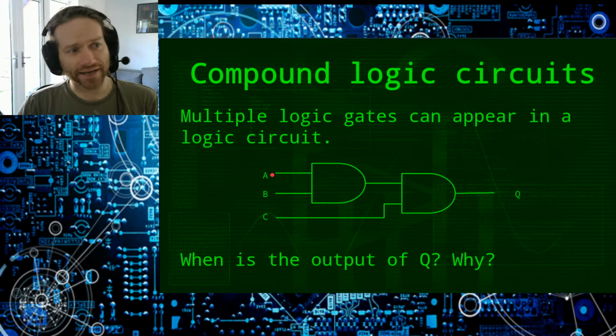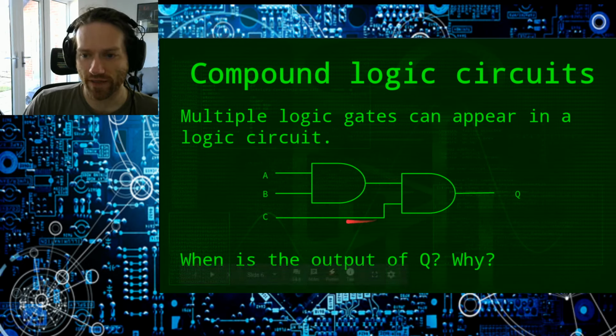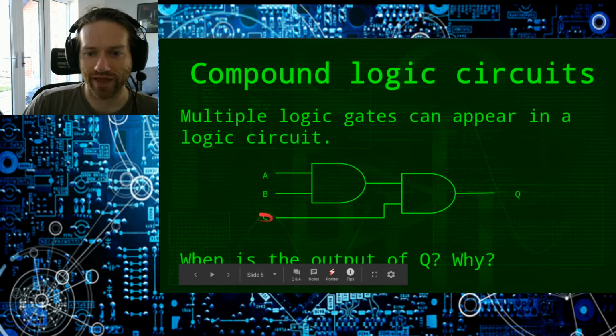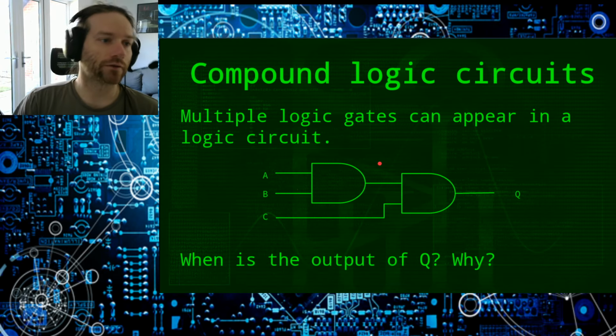I often find it easier to start at the end and work backwards. So here's my output. I've got an AND gate, so I need both of these to be 1. Well, that goes straight to an input, so that needs to be 1. And tracking back here, I've got another AND gate. They both need to be 1, therefore A is 1, B is 1, C is 1.